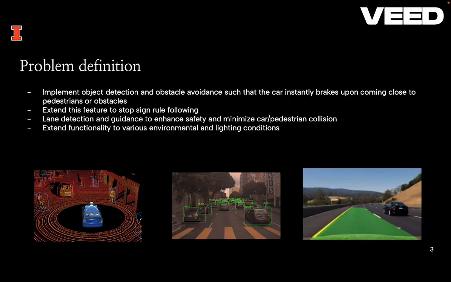So we would like to talk about the problem that we're trying to solve. We basically want to implement object detection and obstacle avoidance such that the car is always in the drivable area and does not swerve outside of the drivable area. And we want to extend this functionality to pedestrians as well as stop signals so that the car can come to an immediate stop once it senses any object.